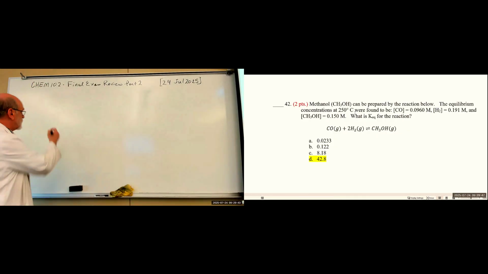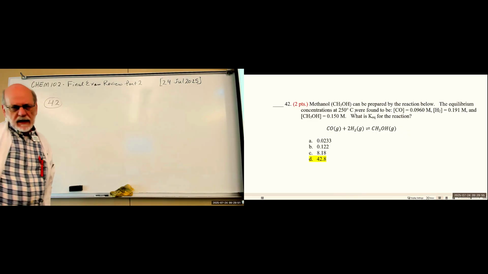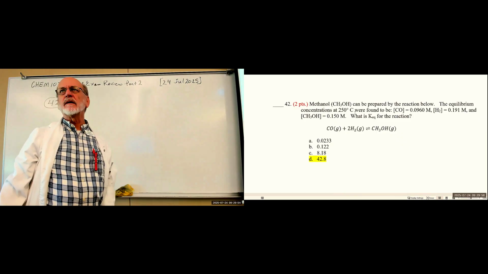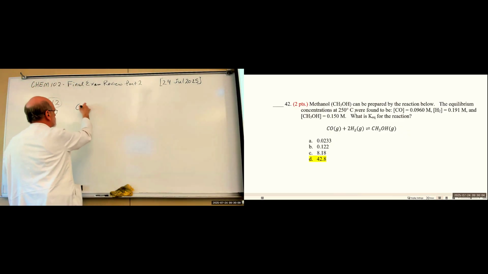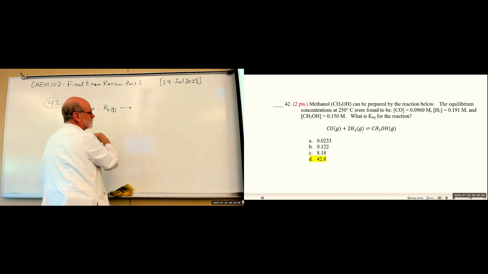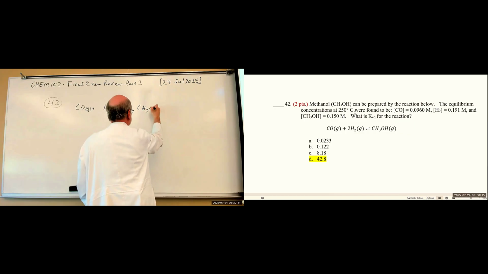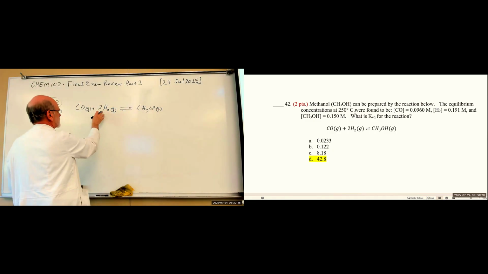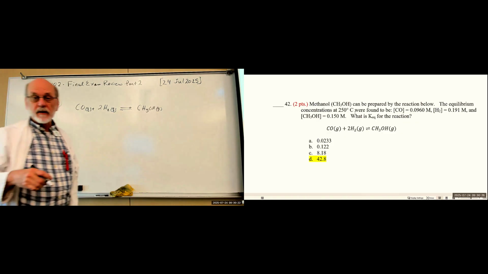All right, 42. Methanol can be prepared by the reaction below, CO plus H2 yields what? They put it in equilibrium format. Methanol, that, and we need two of these. Right? Four hydrogens, one carbon, one oxygen. Okay, we're good. We're balanced now.